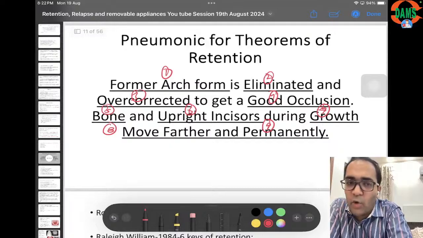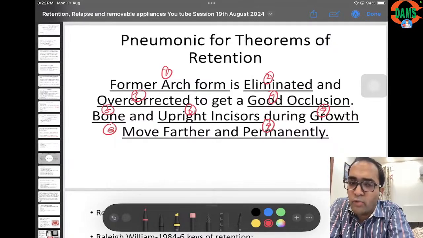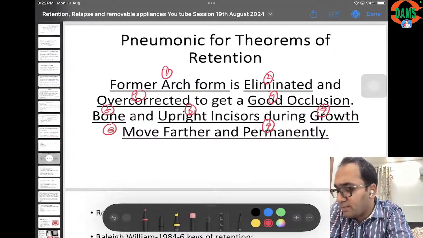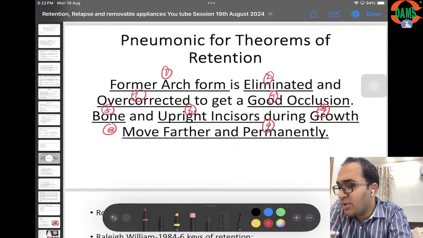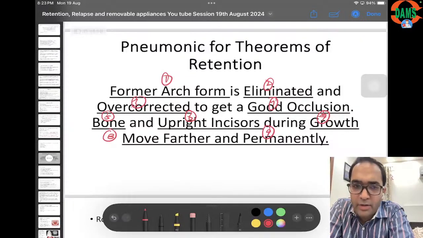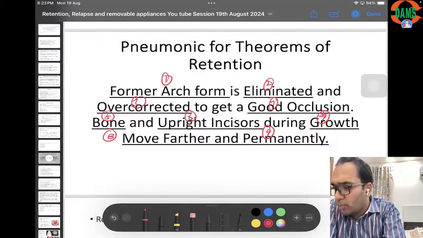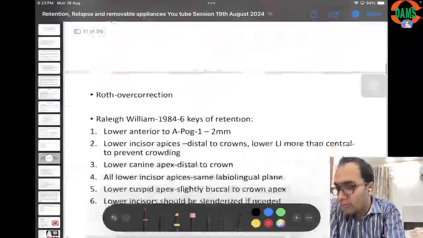Former arch form is eliminated and overcorrected to get a good occlusion. Bone and upright incisors during growth move further and permanently. And just pick up one word from each of these 9 theorems. It's a part of remembering, trying to help you out to remember. I hope it helps you for your exam.